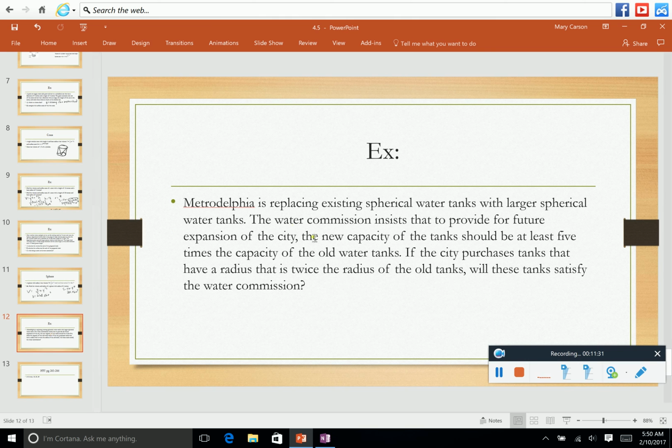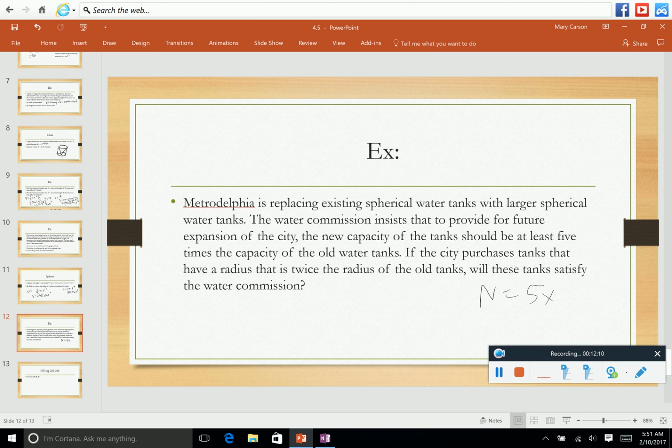All right. Metrothelia is replacing existing spherical water tanks with larger spherical water tanks. The Water Commission insists that to provide for future expansion of the city, the new capacity of the tank should be at least 5 times the capacity of the old tanks. If the city purchases tanks that have a radius that is twice the radius of the old tanks, will these tanks satisfy the Water Commission? So we want the new tanks to hold 5 times as much as the old tanks, okay?